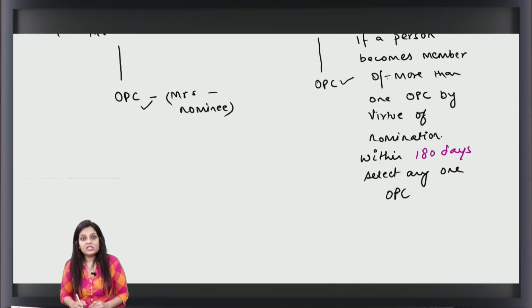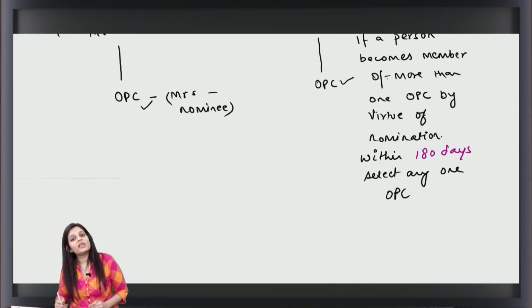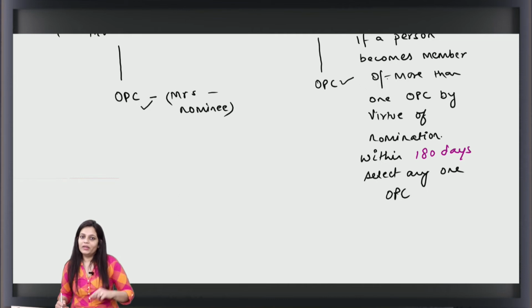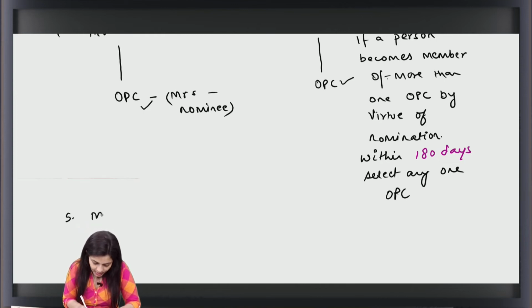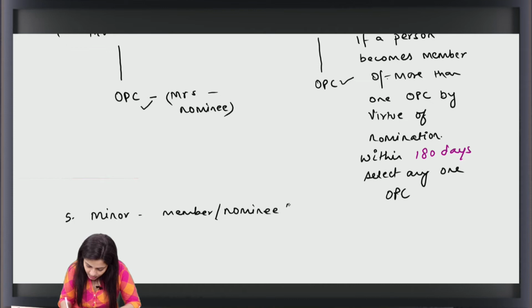So if by any reason a person becomes a member of a second OPC, and that can only happen because of nomination, can he become a member of a third OPC? No, because he can only be nominated for one OPC, not two OPCs, and he cannot be a member of two OPCs also. So if by reason he becomes a member of a second OPC, within 180 days he has to select any one OPC. And then he can continue with that OPC. I hope it's clear to everyone. Now the question that arises is, can a minor be a member or a nominee of an OPC? Absolutely not.